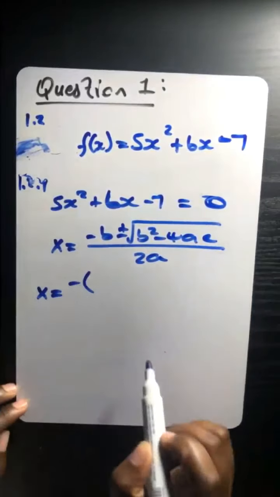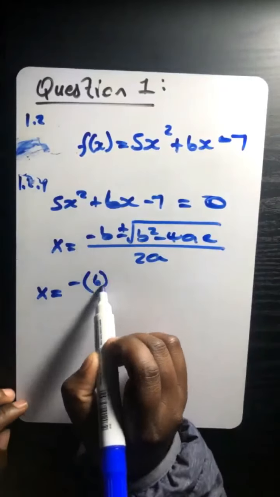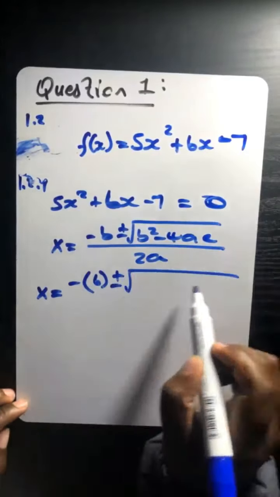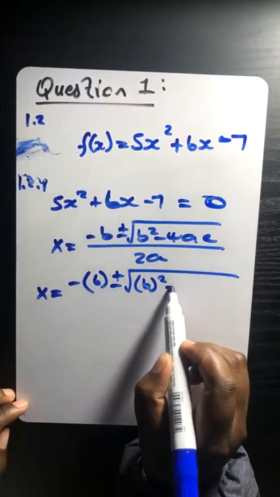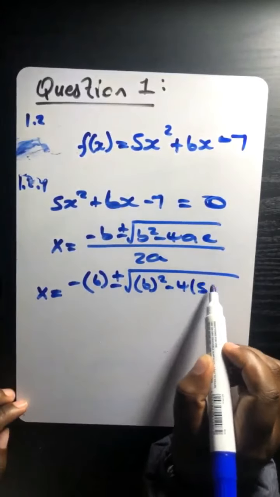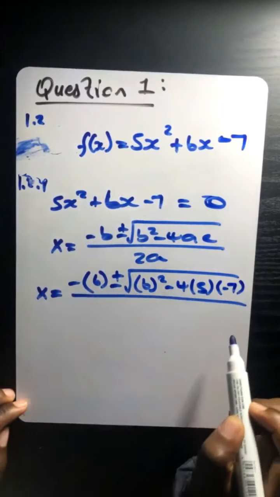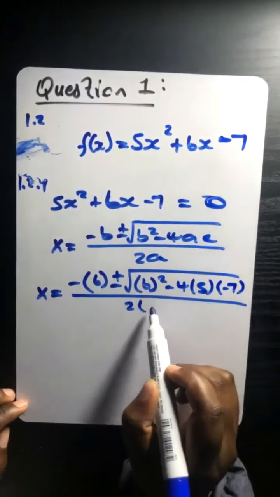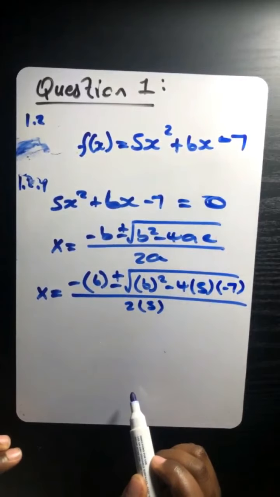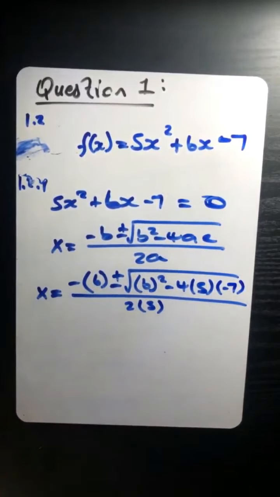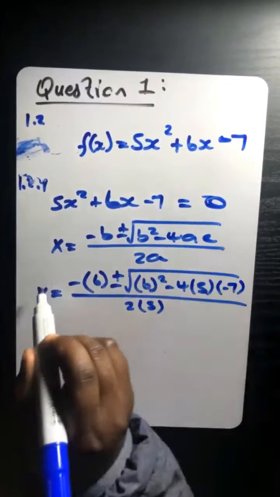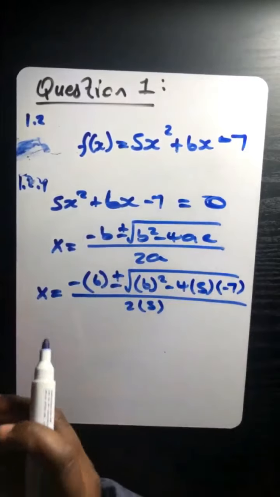What is your b? Inside the brackets it is positive 6. Very, very important, ladies. So now put it again inside the brackets. What is your a? It's positive 5. What is your c? It's negative 7. The whole of that divided by 2 into your a, being positive 5. So what you do, ladies and gentlemen, you can just punch the whole of that, firstly using a positive sign.